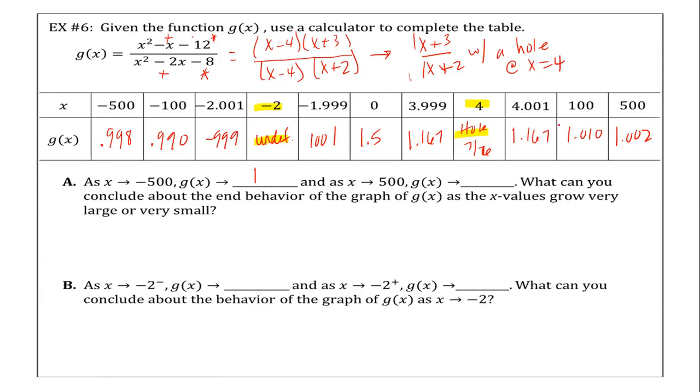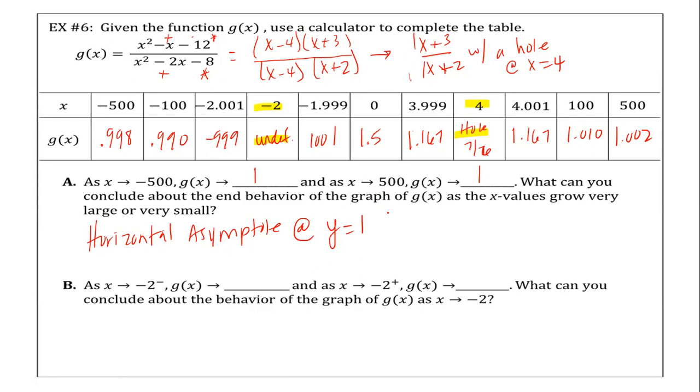Now on the other end, we're getting smaller and smaller, but we're still getting closer to 1. Why are we getting closer to 1? What is our reason? What kind of asymptote? We have a horizontal asymptote at y equals 1. Does that make sense? So no matter where it's going, our values are going to get closer and closer to 1.